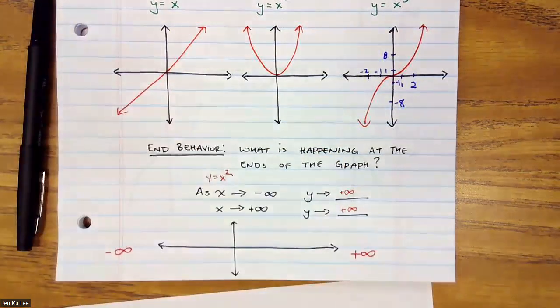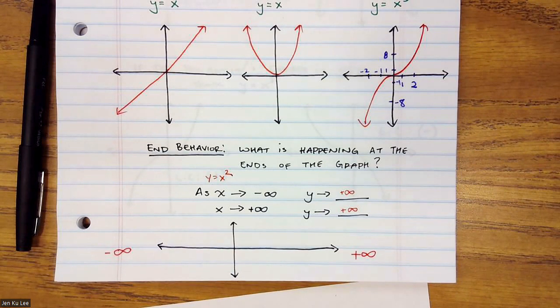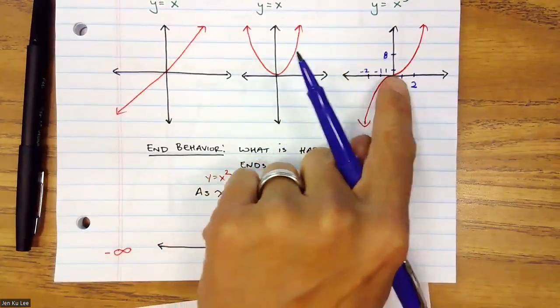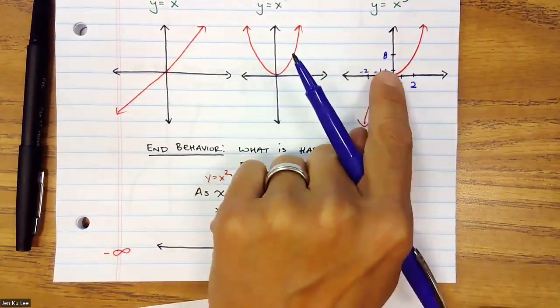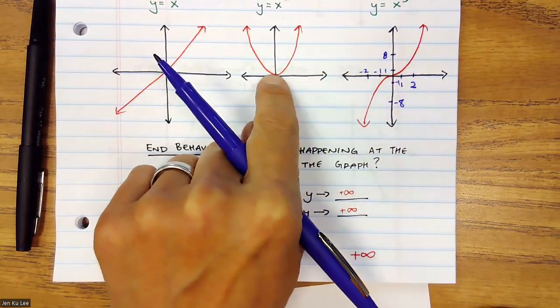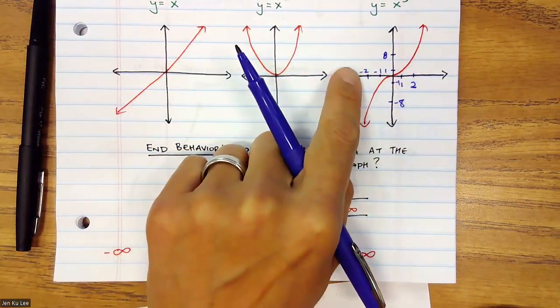For, let's say, for example, this one here, as I'm approaching negative infinity, or I'm all the way to the left-hand side, or the negative side of my x-axis, right?